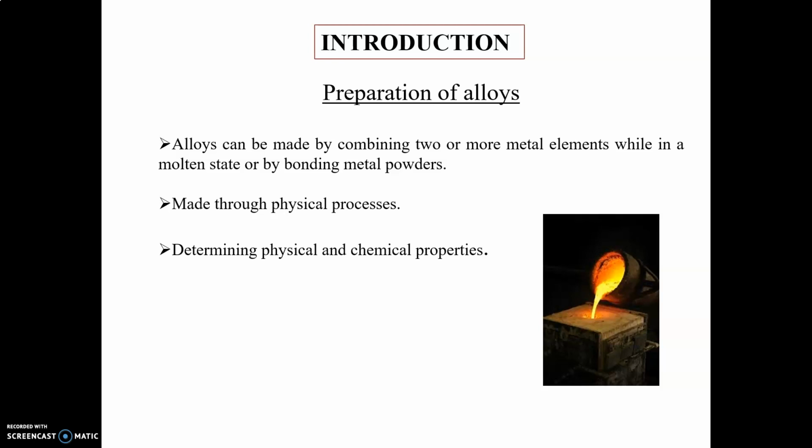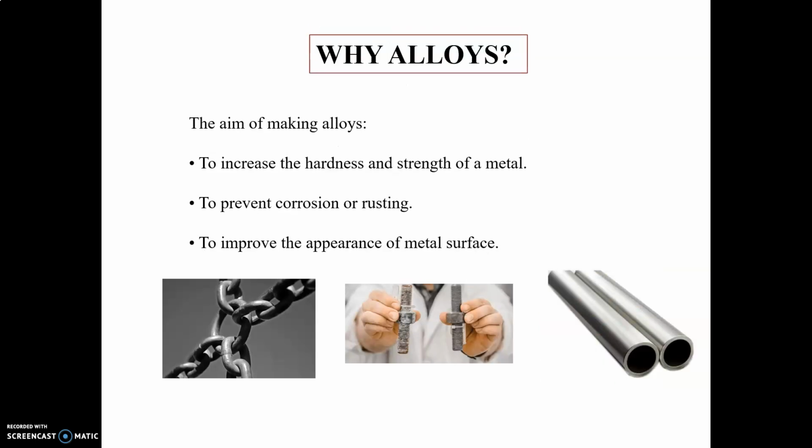Introduction. What is the method of preparing alloys? Alloys can be prepared by various methods. The first one is made by combining two or more metal elements in a molten state or by bonding metal powders. Normally, metal powders with high surface area have more tendency to get involved in fusion and lead to the formation of alloy material. So the size of the metal particle also plays a major role in deciding the alloying process. Number two, made through some physical process, determining the physical and chemical properties.